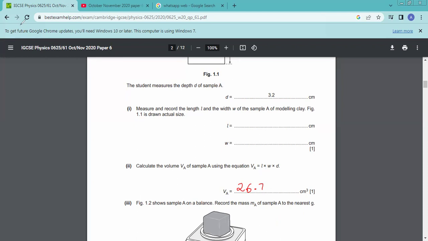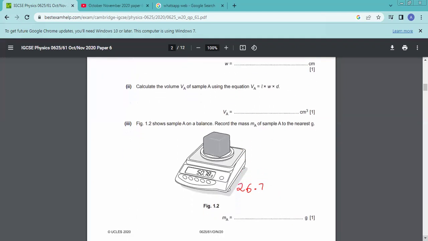Now, in the next part of this question, they're asking us to record the mass of sample A to the nearest gram. If you see the balance, it's written 50.78 and it's written gram. It means 50.78 grams, but we have to find it to the nearest gram, which means we have to round it to the nearest whole number. Just before the decimal, we underline it. We have to see what is after this. After this is a number from the 5 to 9 category, so we add 1 to this number, which will make it 51 grams. So after taking the mass to the nearest gram, it's 51 gram.